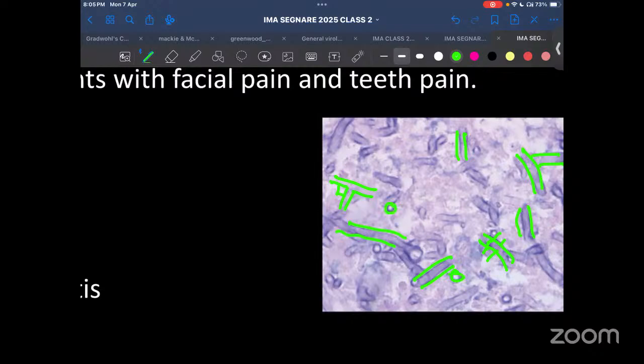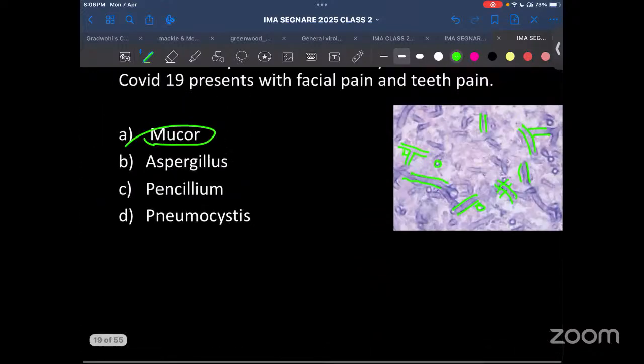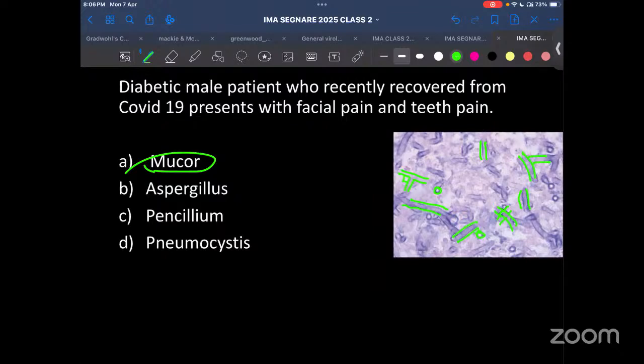Round structures are actually the horizontal cross section of the hyphae. This is a tissue biopsy, so when we cut, some of them get cut horizontally, and those are the structures. So this is mucormycosis. It is BDG negative, beta D glucan is negative. We discussed it causes rhinocerebral and pulmonary mucormycosis, especially in diabetic patients post-COVID.